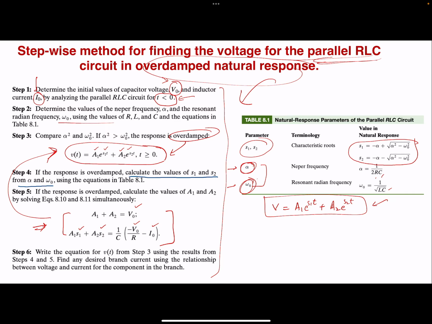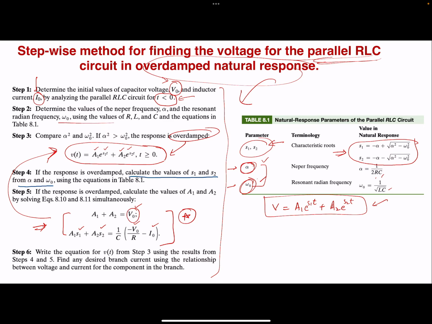This equation represents the voltage solution. In order to get this equation exactly figured out, we need the values of A1, A2, S1, and S2. Just by knowing the values of alpha and omega naught that we have already found, we can figure out the values of S1 and S2, right? Here's the equation. And once we figure out S1 and S2, we need to find the values of A1 and A2, right? We did the whole derivation of how to figure out these two values.